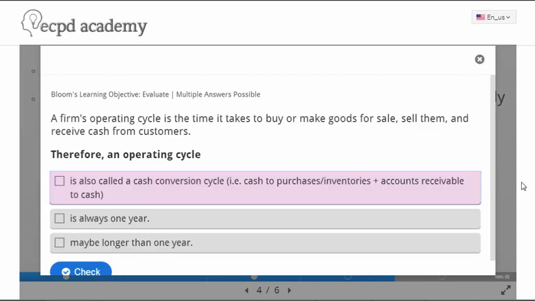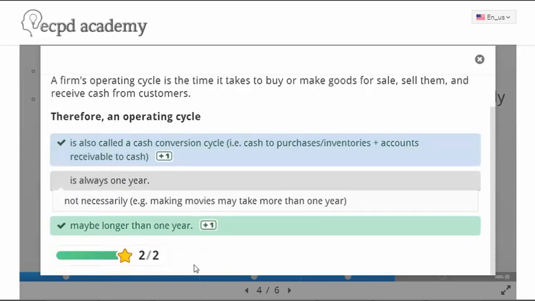The question stem describes a cash conversion process, so we select the first option. The last two choices are mutually exclusive. As always, description cannot allow a maybe, so only one of them should be correct. 1 year seems unnatural to cover all kinds of businesses, so we choose maybe longer than a year.